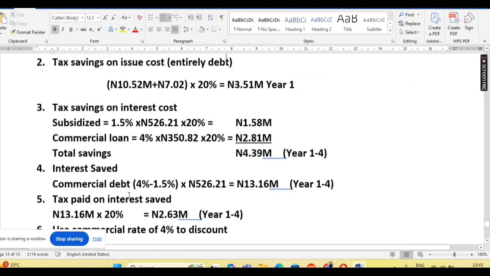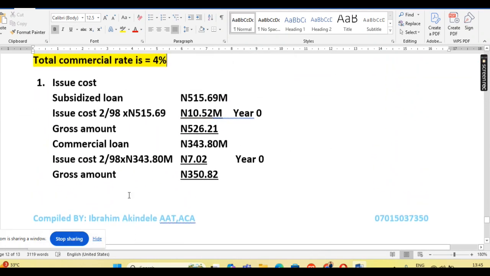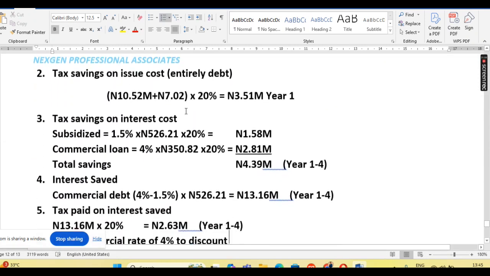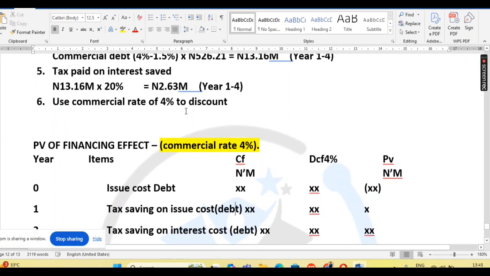So issue costs, let me scroll up so that you pick it. Can you see the issue cost? The issue cost here is zero. Can you see it? So please give me the figure.